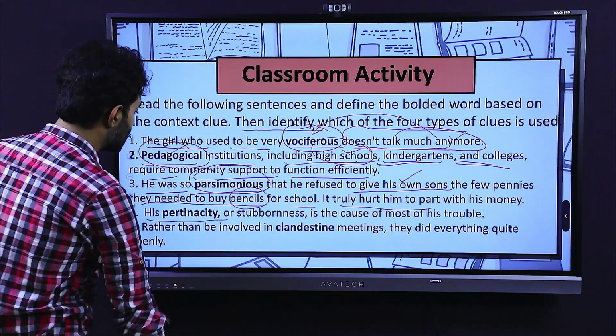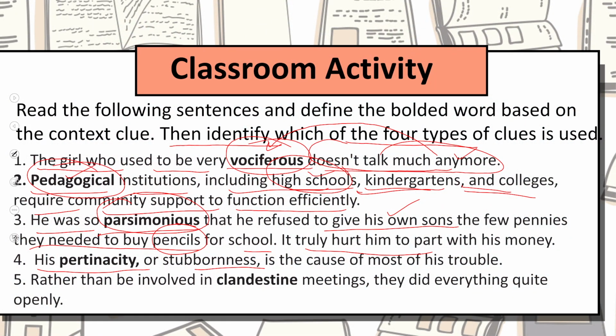His pertinacity or stubbornness is the cause of most of his trouble. Now, what context clue is available over here? Synonym. Yes, stubbornness. We know when somebody is stubborn, they are very stubborn. Ziddi. So stubbornness is a synonym of pertinacity, right? Okay.